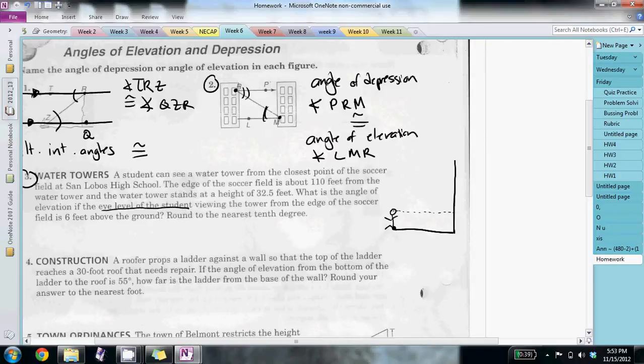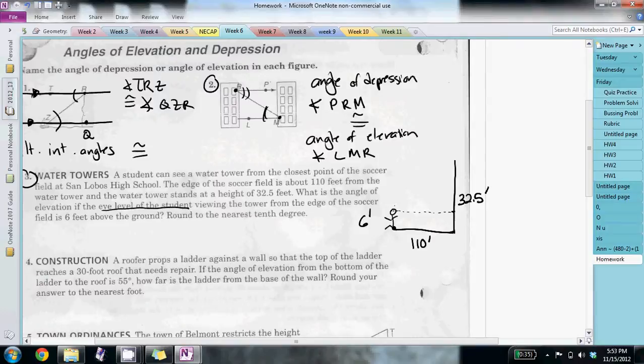Now let's see, what else do we have? The edge of the soccer field is about 110 feet from the water tower. So here the student is at the edge of the soccer field. And the water tower stands at a height of 32.5 feet. And the student's eye level is a pretty tall student. It's about 6 feet above the ground. So between here and here is 6 feet.